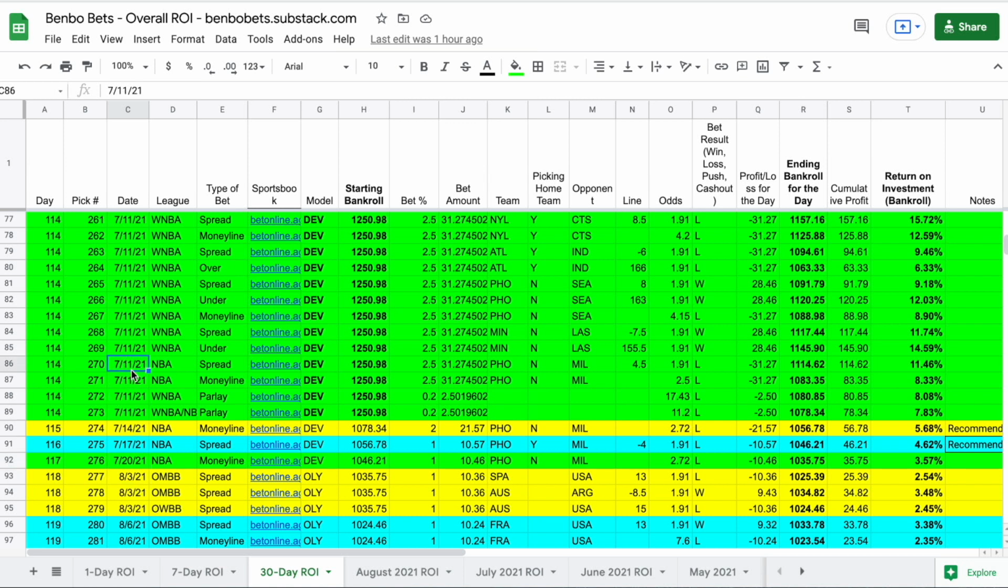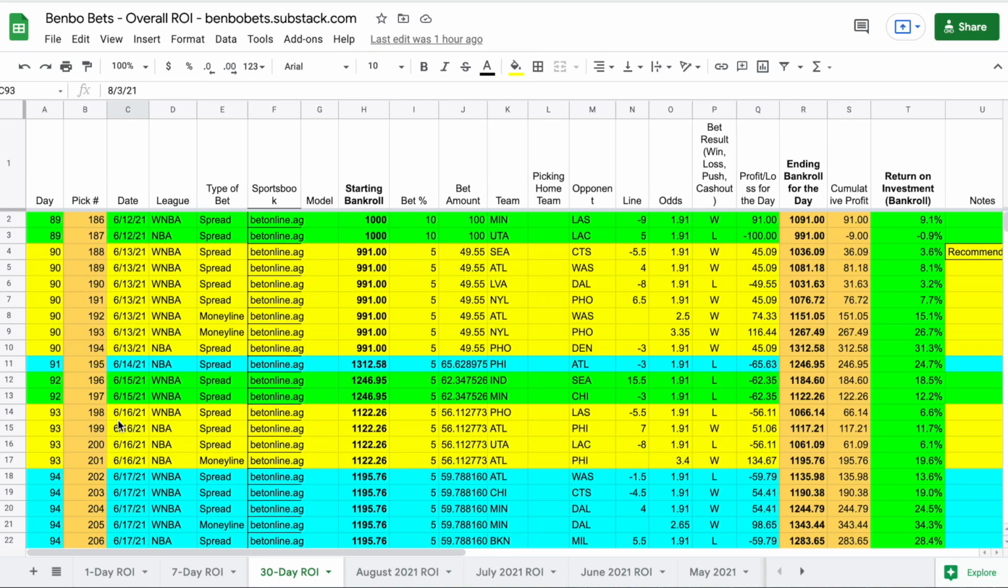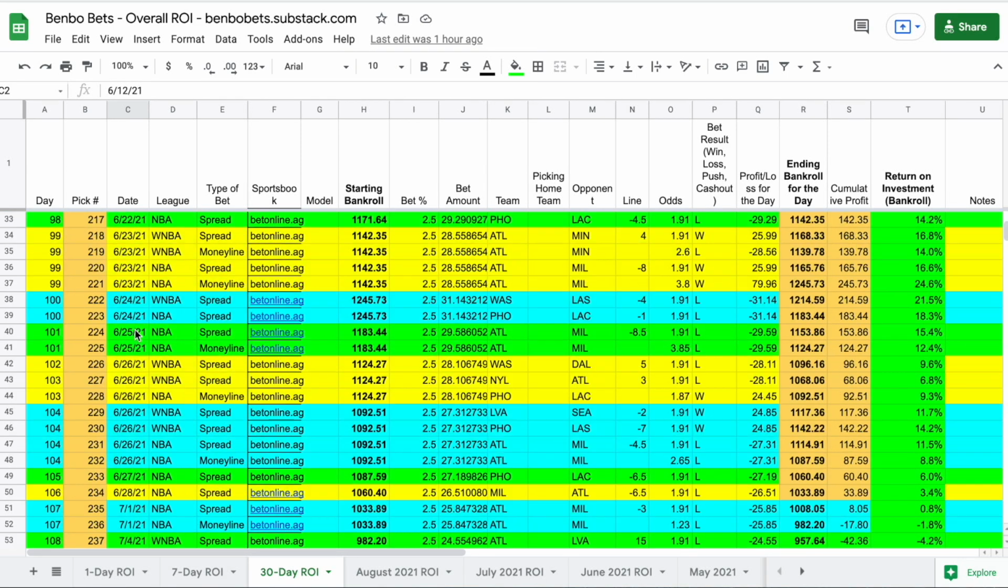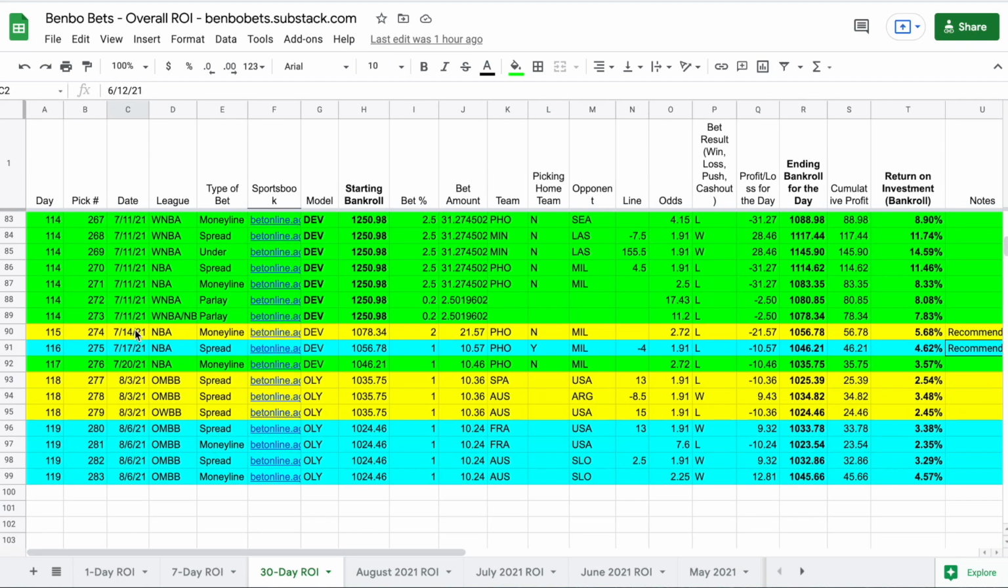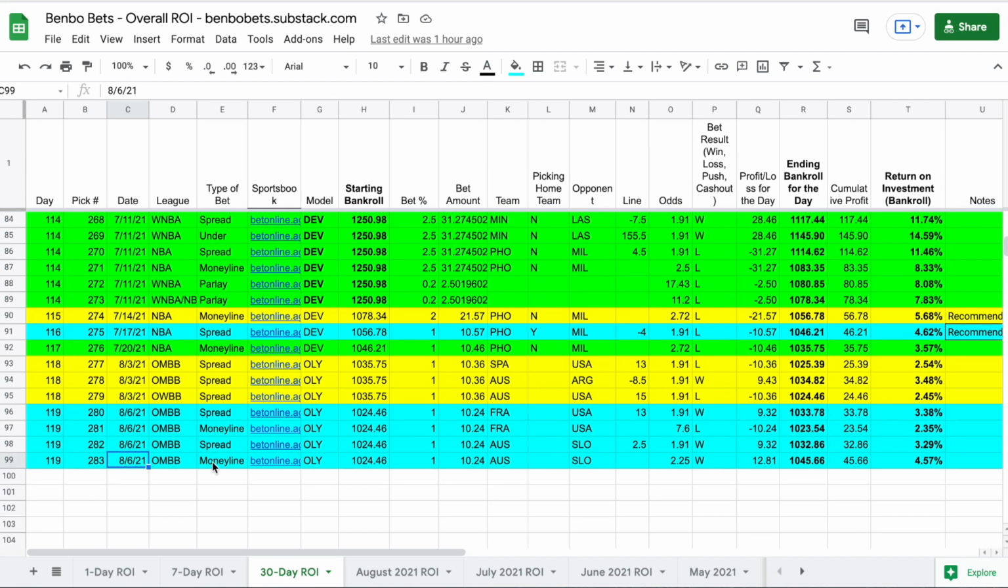You'll see, for example, we had a bunch of plays on July 11th, then went 3 days until the next NBA game on July 14th, July 17th, July 20th, August 3rd, etc. So 30-day ROI means the past 30 days of picks, not just a 1 month period. For example, this past 30 days started on June 12th and completed on August 6th. As I said, I'm recording this August 9th. Our next day of picks will probably be Sunday, August 15th, when the WNBA resumes.